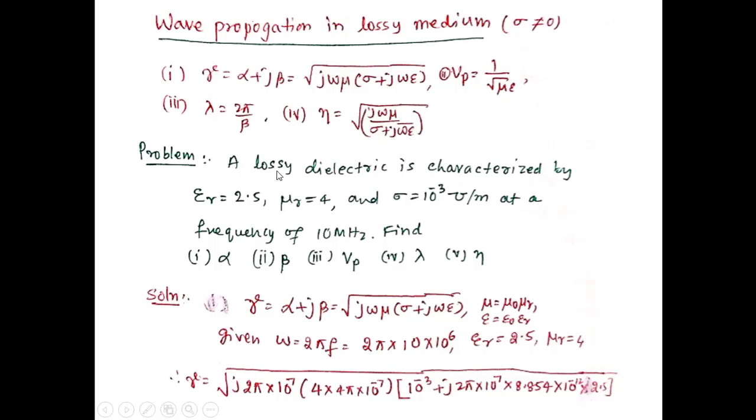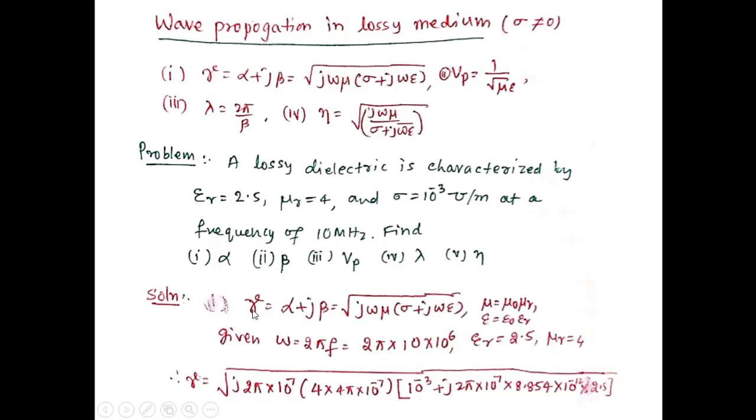So let us consider a problem of a dielectric where relative permittivity is equal to 2.5 and relative permeability is equal to 4 and conductivity is equal to 10 raised to minus 3 mho per meter at a frequency of 10 megahertz. You have to find attenuation constant alpha, phase constant beta, phase velocity Vp, wavelength lambda, and intrinsic impedance eta.